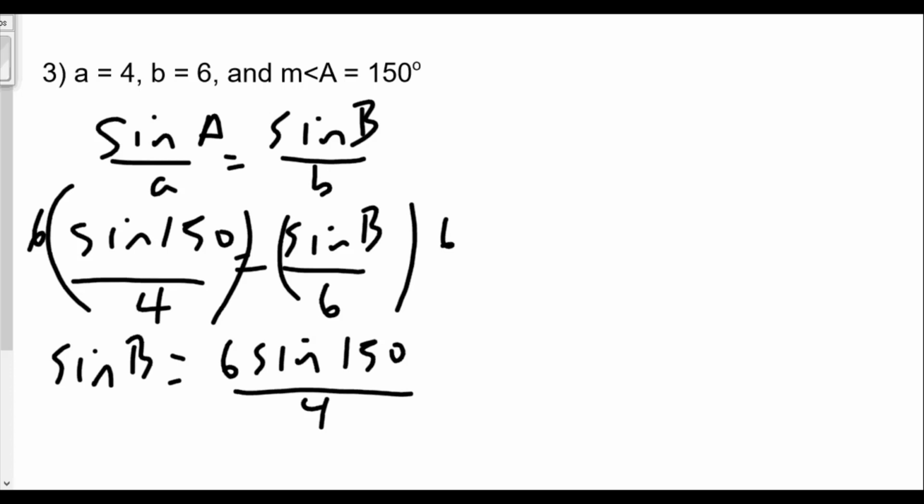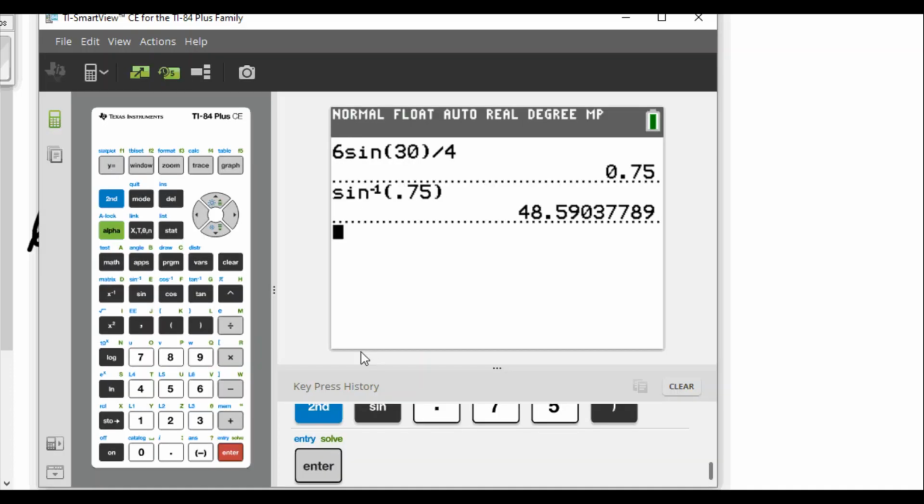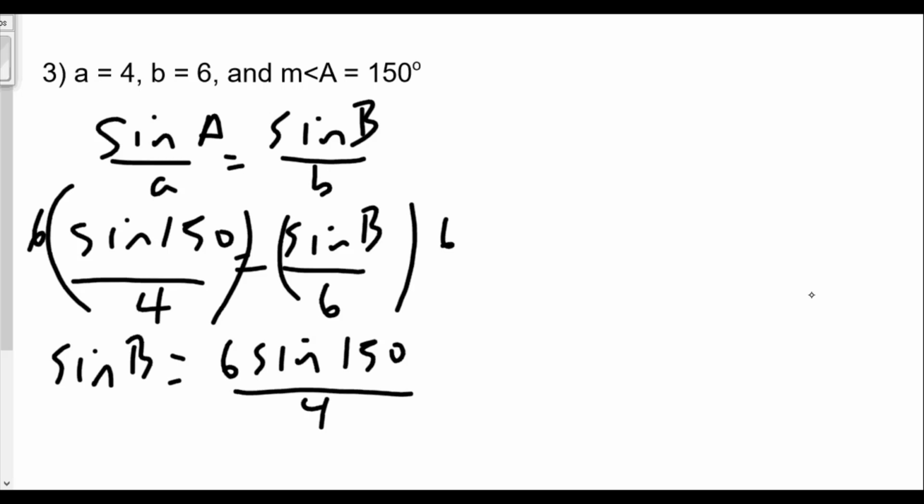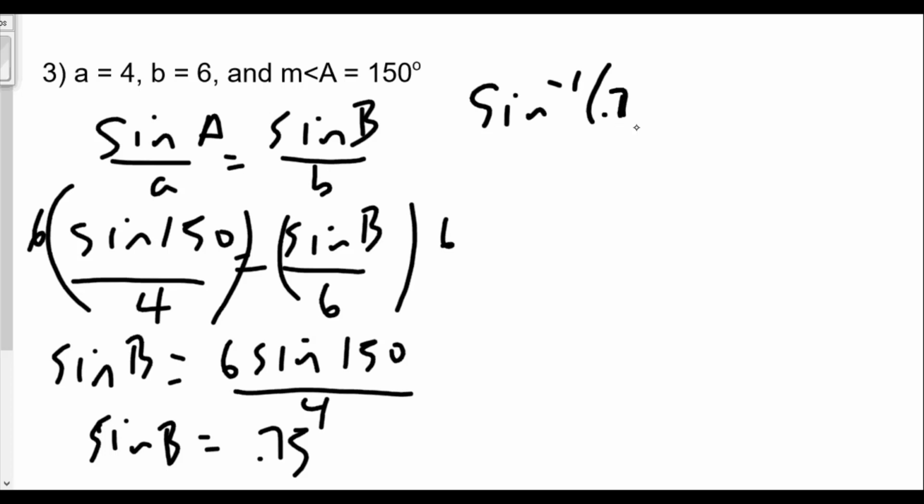And again, we'll plug into our calculator. 6 sine of 150 divided by 4. Wait a minute, that's the same thing, 0.75. That's so crazy. Until we remember in this case, the sine of 30 and the sine of 150 should have the exact same value. So we get the sine of B is equal to 0.75, and sine inverse of 0.75, I believe we said about 49 degrees.